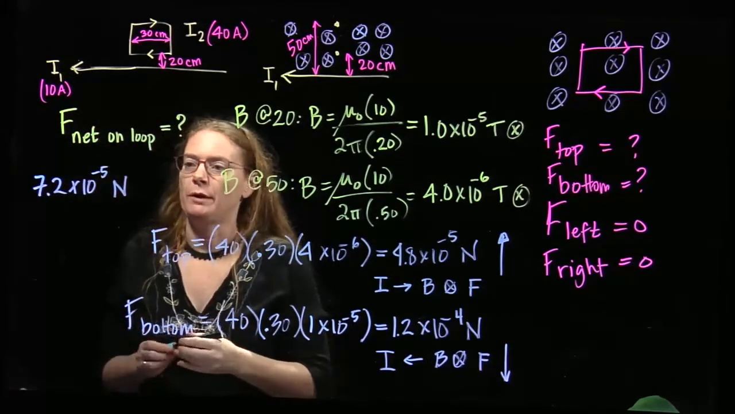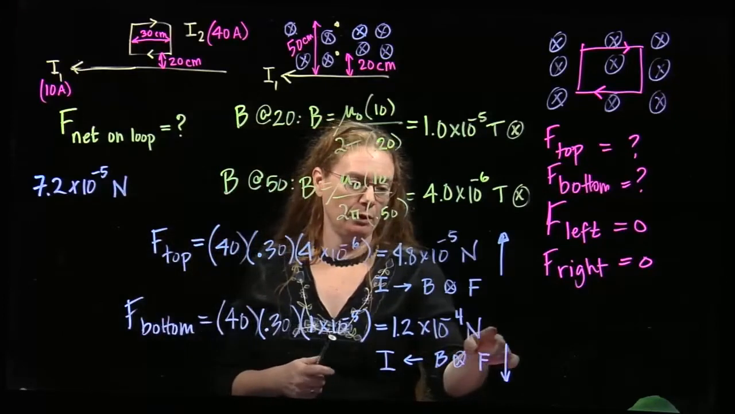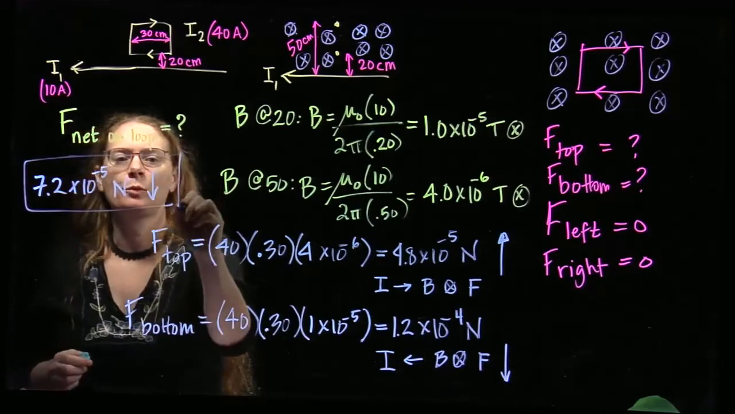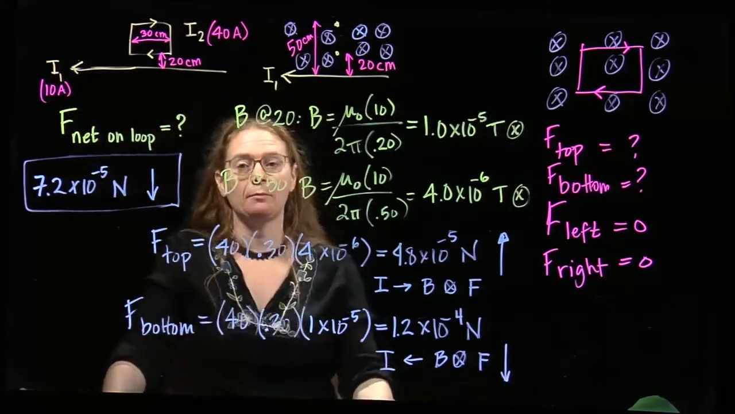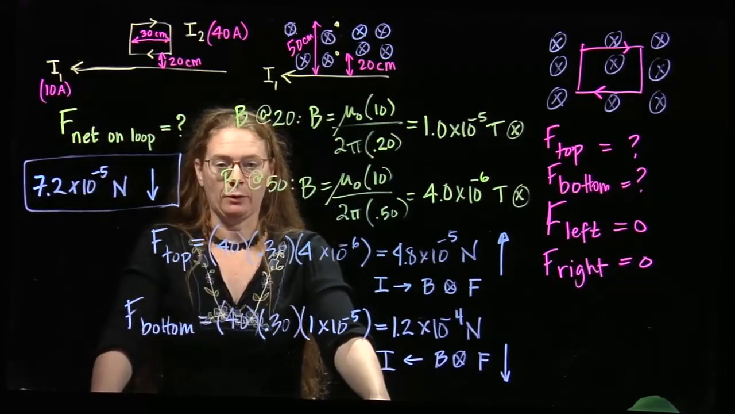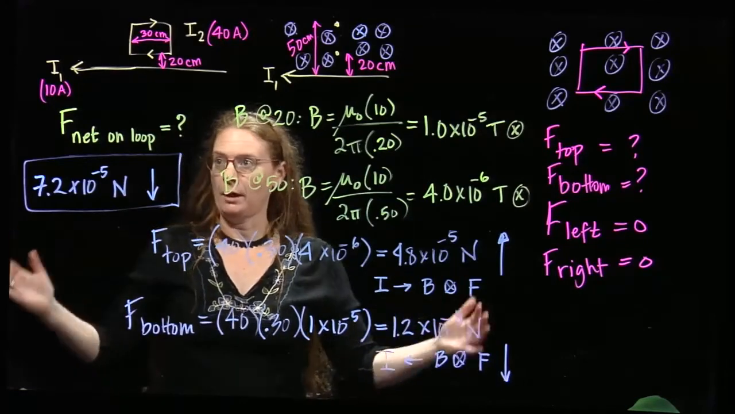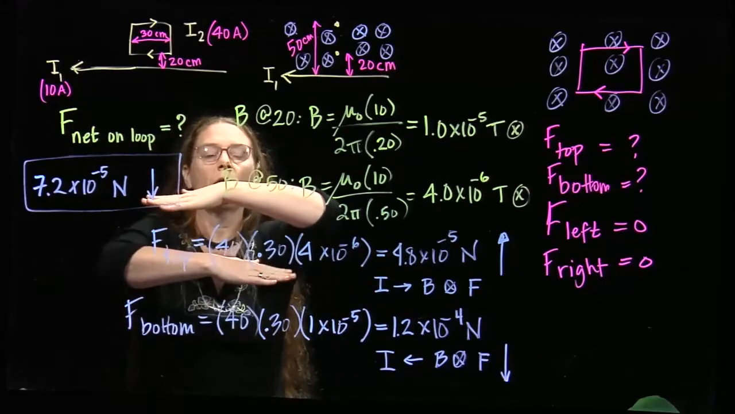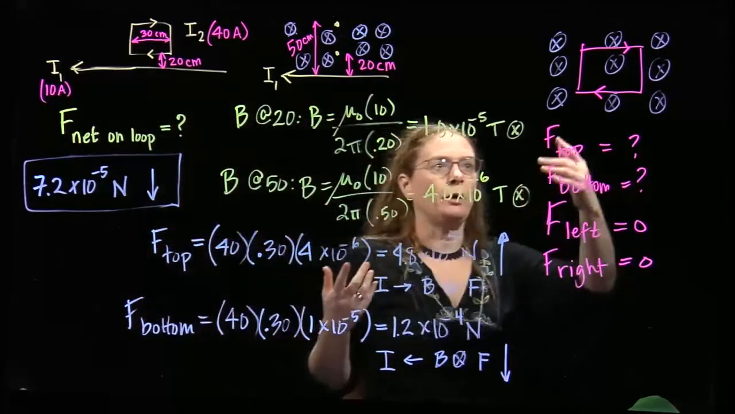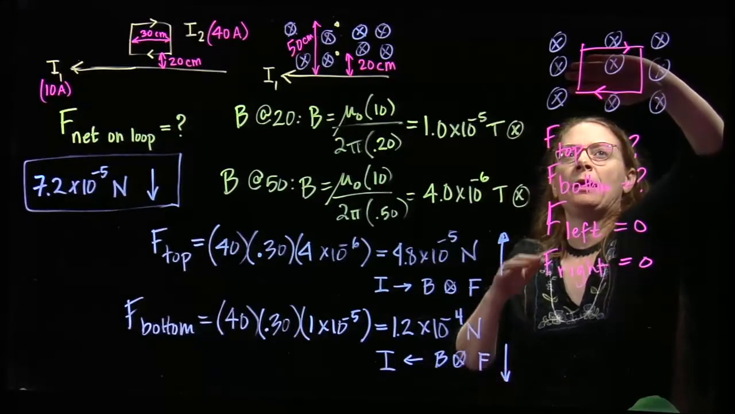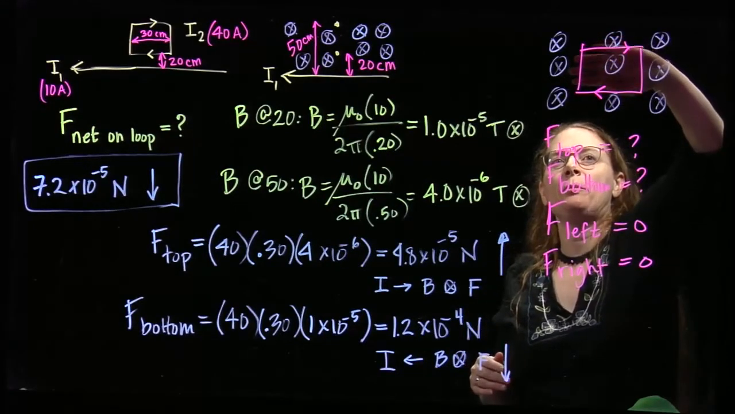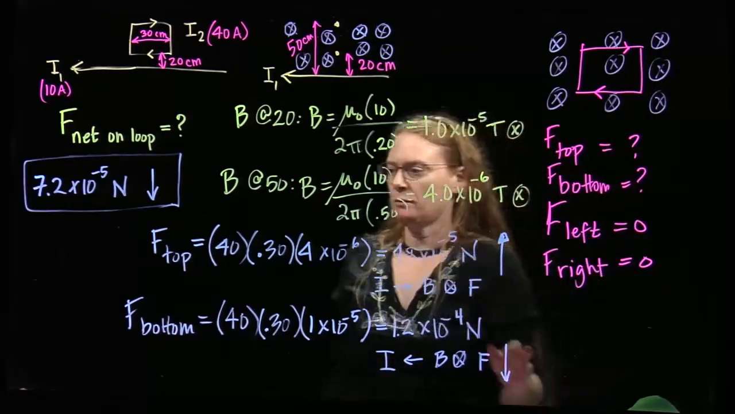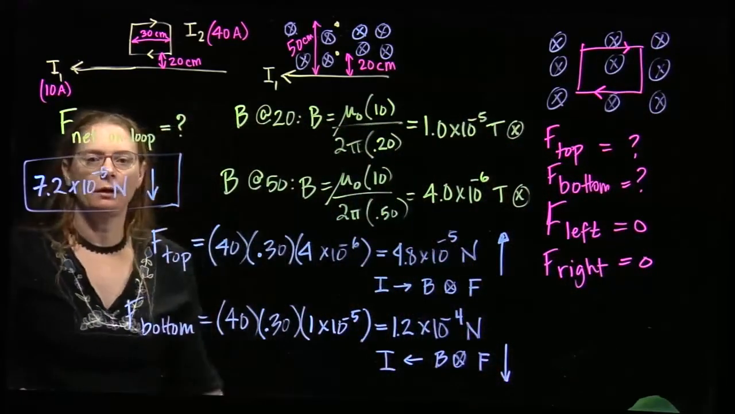And what direction would that be? Which is the bigger one? The bigger one is down. So the net force on the loop is 7.2 times 10 to the minus 5 newtons, pointing downward. And that's the whole answer. And so the process, again, is just the same as doing two parallel wires, just we do it twice, once for that up top parallel bit of wire and then once for the bottom one. We don't have to deal with perpendicular pieces. And once we have those forces, add them together and we get our net force.